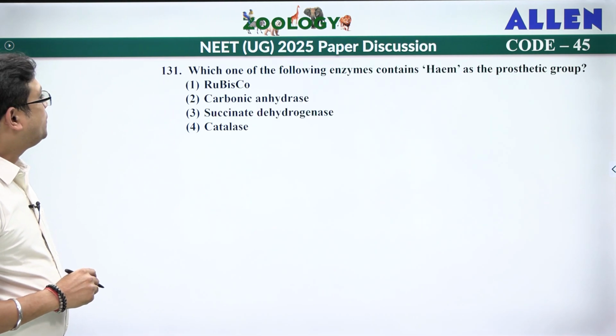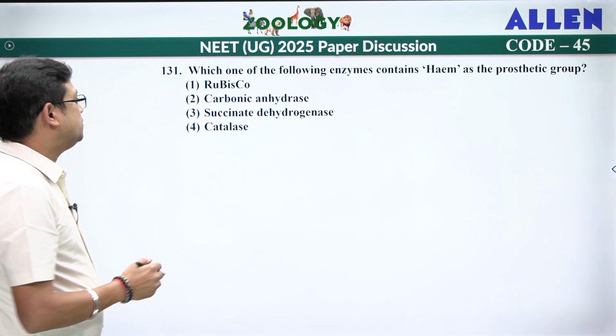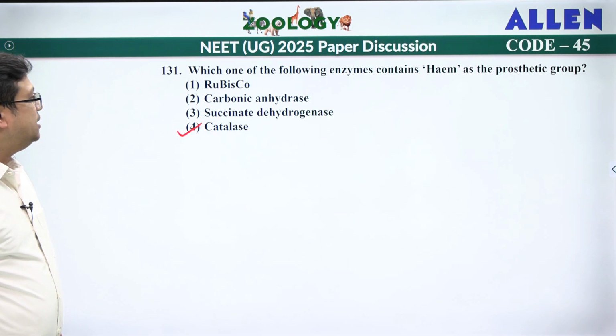That is the foam breaker. Which one of the following enzymes contains heme as the prosthetic group is the direct question. So it is catalase and peroxidase. Answer is 4.